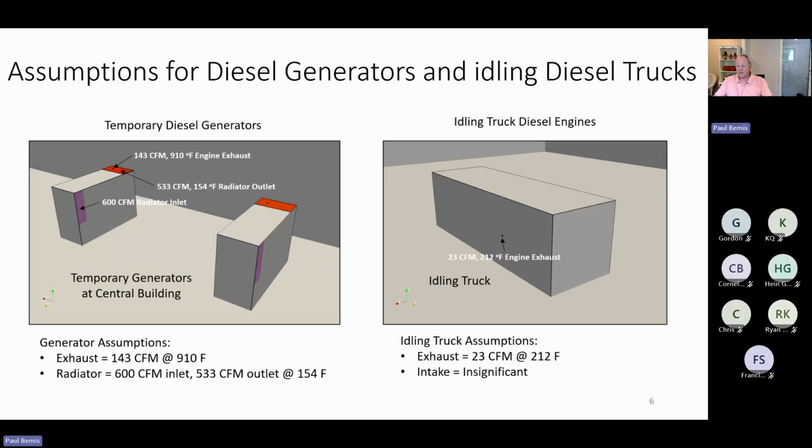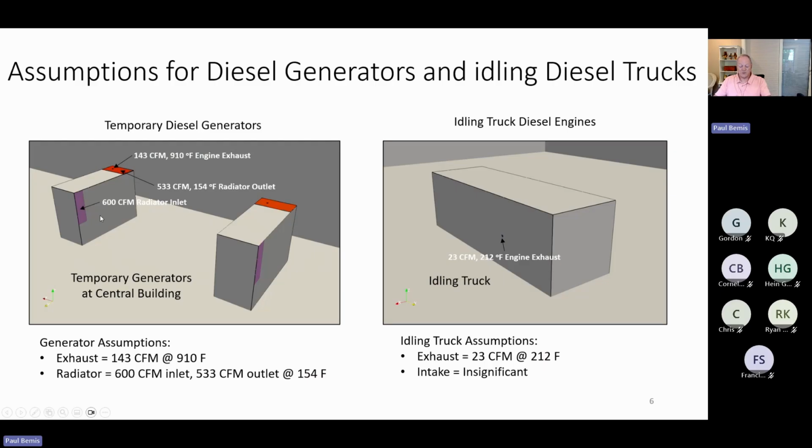Now, for generators, what we do is we make some assumptions about their operation. The generator is really just a diesel device, so it's burning diesel. It's got an exhaust stack, generally running at about 900. It's got a heat exchanger, so we have a radiator inlet, radiator outlet, and the stack itself. Those are the three components.